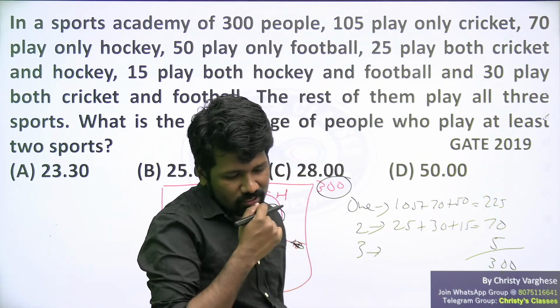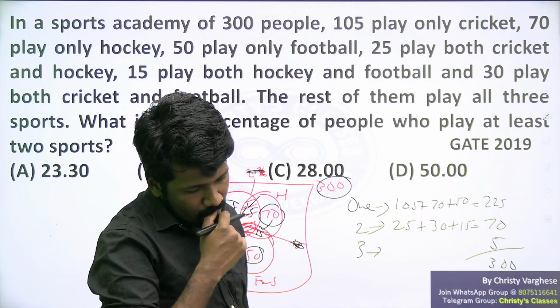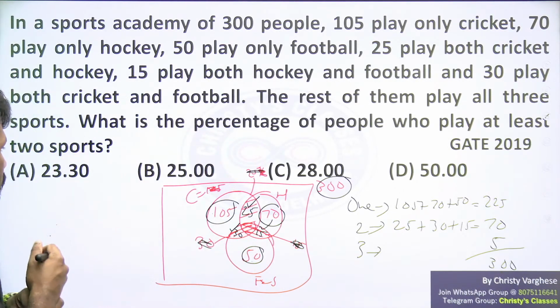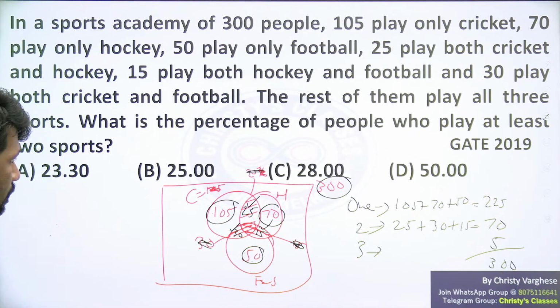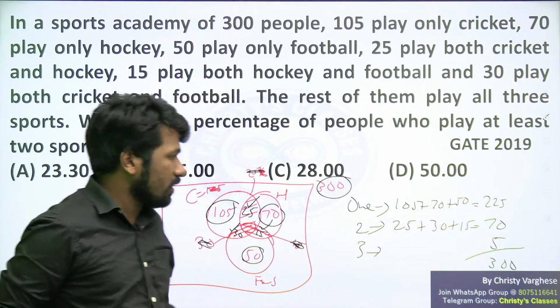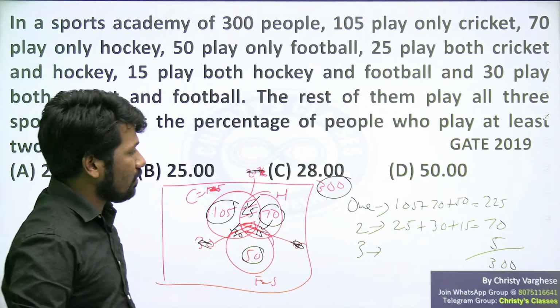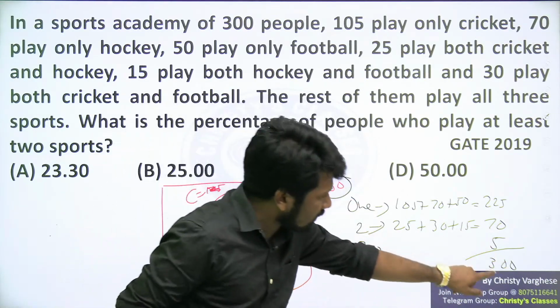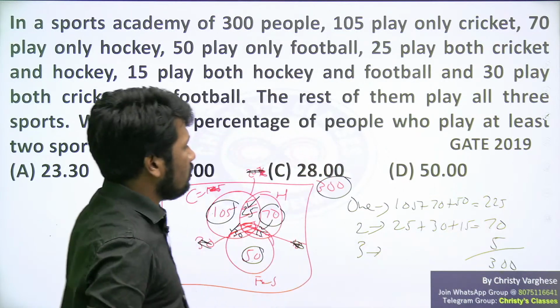One second, let me just check. Okay. Sorry, there is a confusion there. Yeah, this is fine. You can do it this way, or I will tell you the shortcut. First, we will do this systematic way itself. So the rest play all 3 sports. That is why 300 minus 225 minus 70 will be 5.